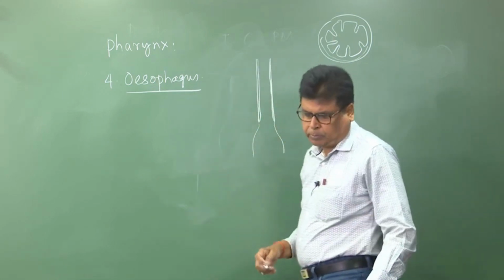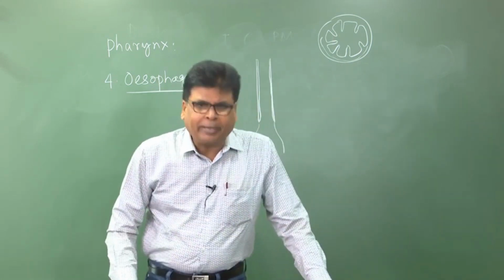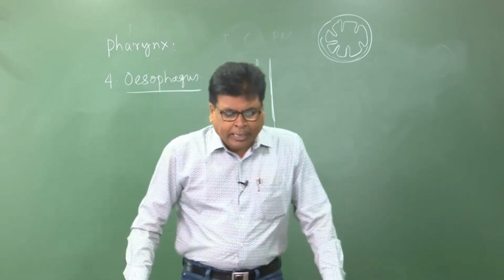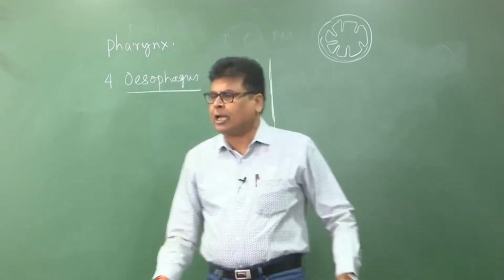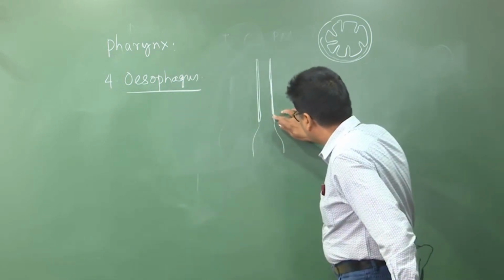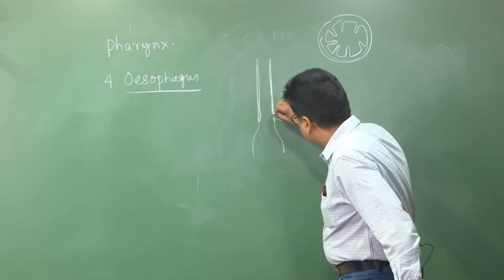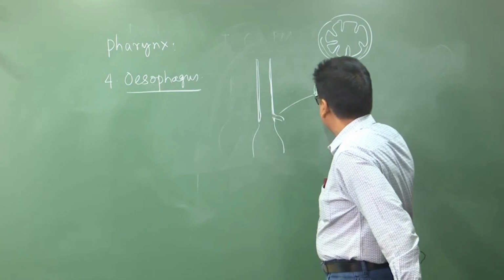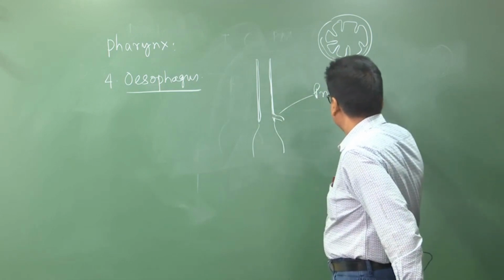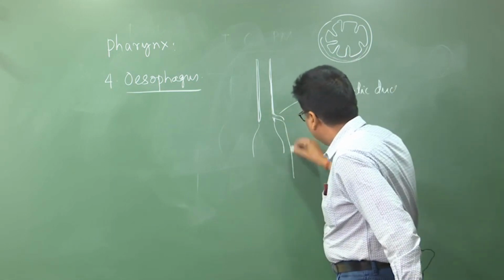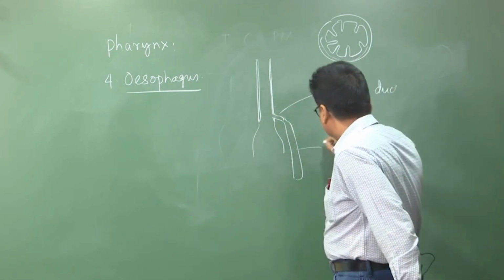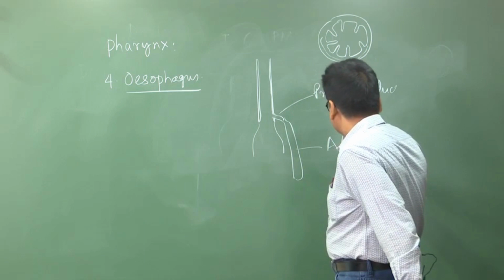Now in case of bony fishes, what happens? A pneumatic duct arises from the oesophagus and connects with the air bladder. So this is the oesophagus, and from that one duct arises, and this duct is known as the pneumatic duct. I shall show it in detail in the picture. So this is the pneumatic duct, and this pneumatic duct forms a structure that is known as the air bladder.